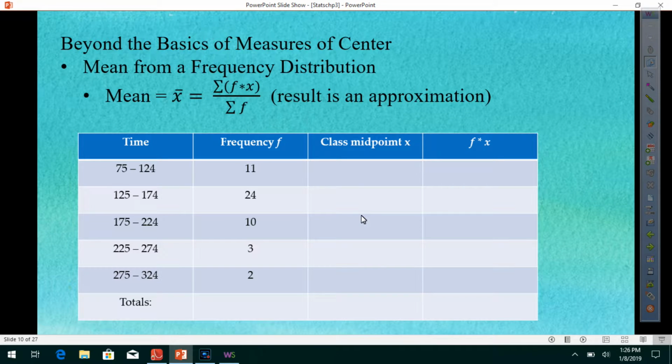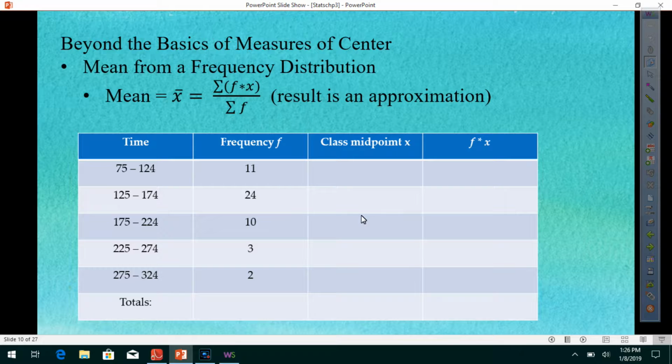Beyond the basics of measures of center, let's calculate the mean from a frequency distribution. Here's some data, and we actually used this a while back. We just kind of added to it. So what we're going to do is calculate the mean, and I'll show you just how close it really is. We did this in the last chapter.